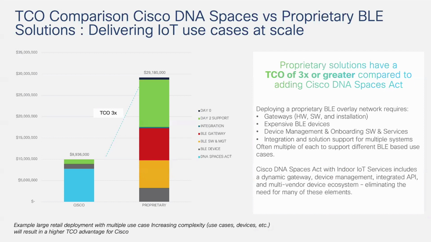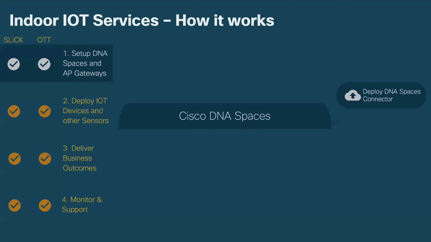And what we really find is that the solution has resulted in a 3x reduction in the total cost of ownership. As we've done this model with other customers, we've found that they have a lot less day 2 support, a lot less money being spent on their BLE gateway and their BLE software management, because this is already embedded into the APs that they already have existing. So let's take a little look at how this actually works.